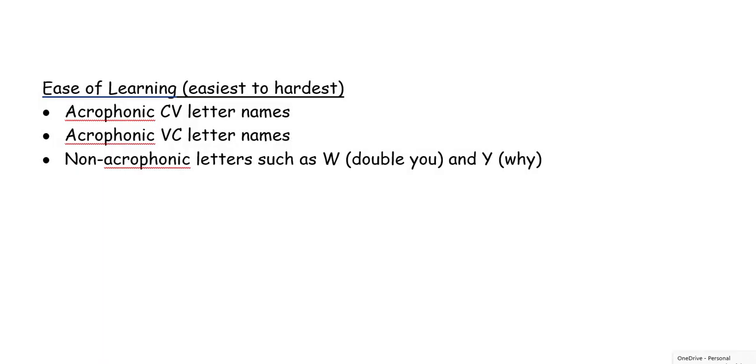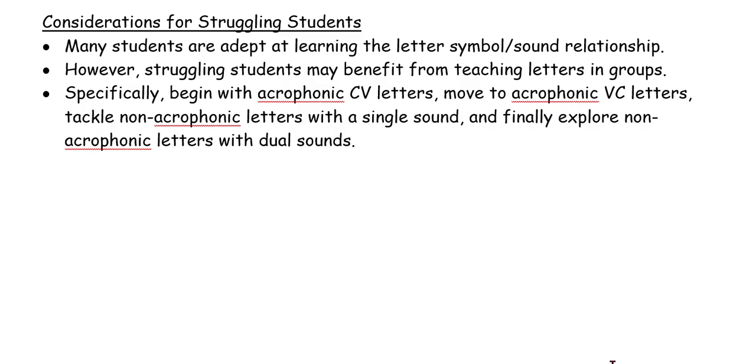When you look at the ease of learning for students from easiest to hardest based on research, acrophonic CV letter names are the easiest. That's like the B and the D. The second easiest are the acrophonic vowel-consonant letter names such as F, and finally the non-acrophonic letters such as W and Y. So here are some considerations, especially for struggling students.